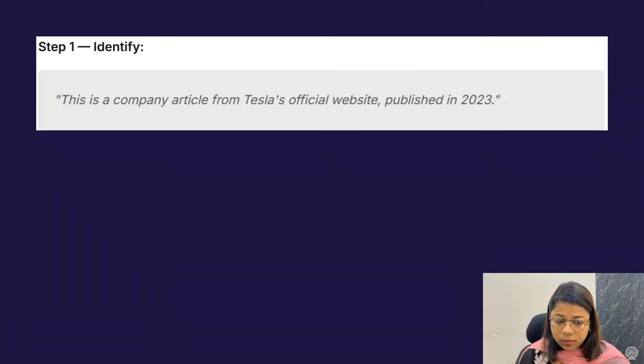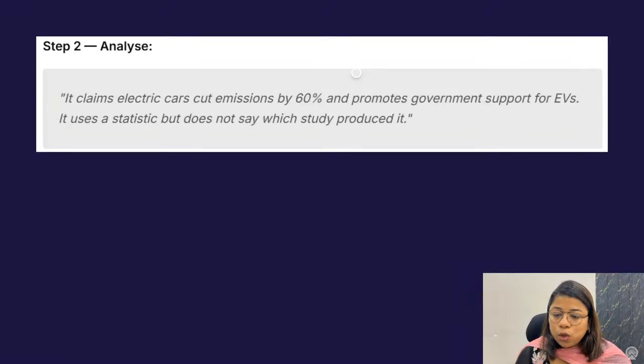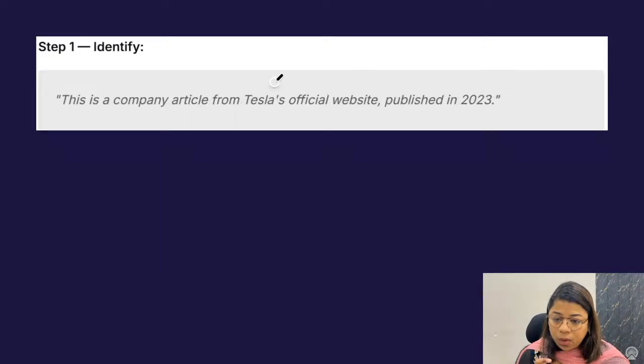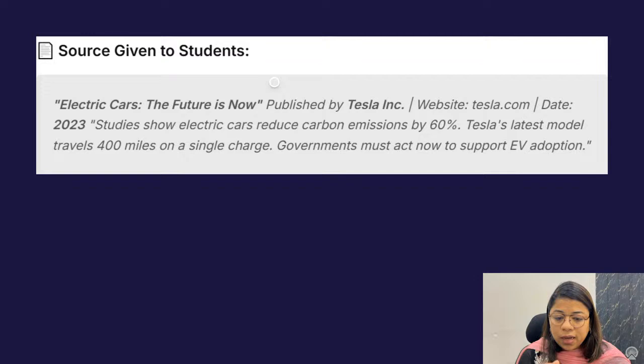Okay. Step 2 is analyze. It claims electric cars cut emissions by 60% and promotes government support for EVs. It uses a statistic but does not say which study produced it. So if you look at the main source, which study, how can they claim that carbon emission is reduced by 60%? Which study is talking about it? That needs to be clearly mentioned.